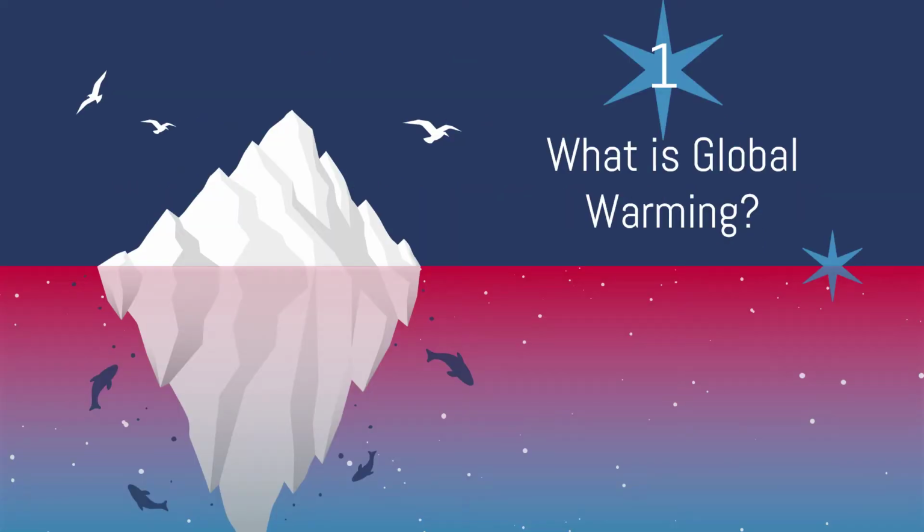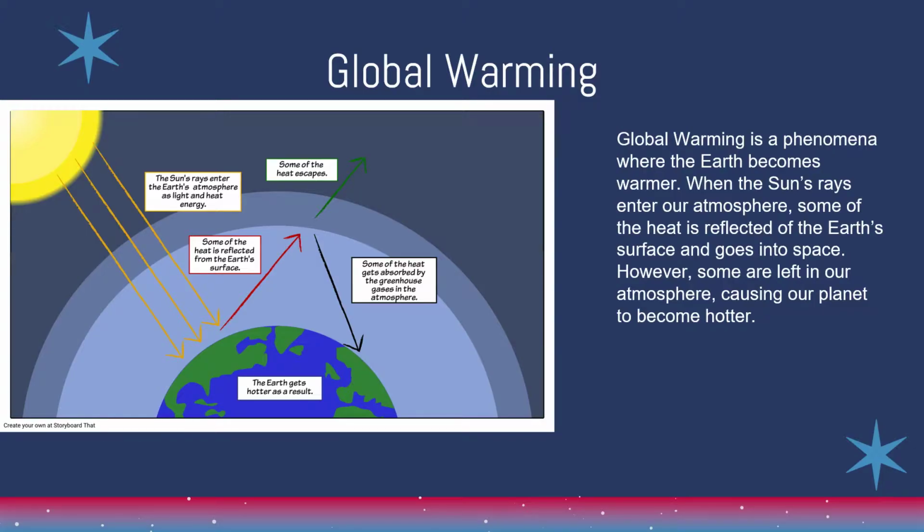So, what is global warming? Global warming is a phenomenon where the Earth becomes warmer. This is when the sun's rays enter our atmosphere and some of the heat is reflected off the Earth's surface and goes into space. However, some are left in our atmosphere, causing our planet to become hotter.